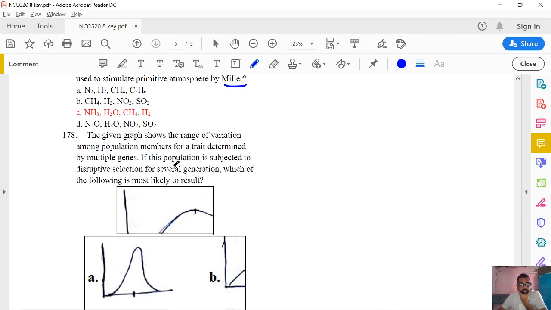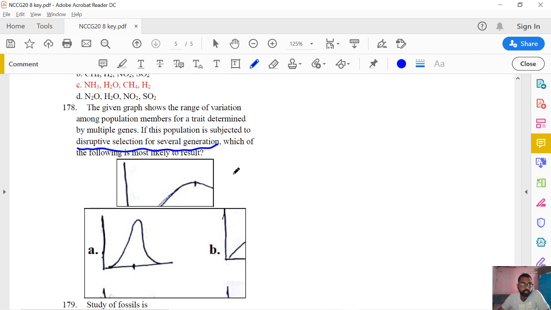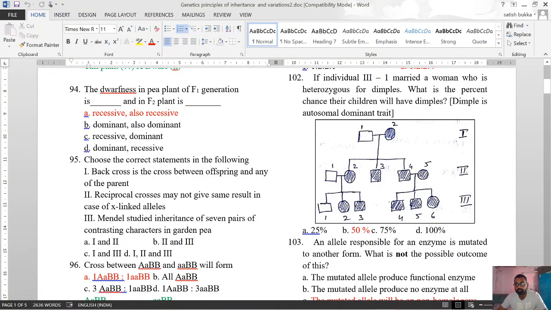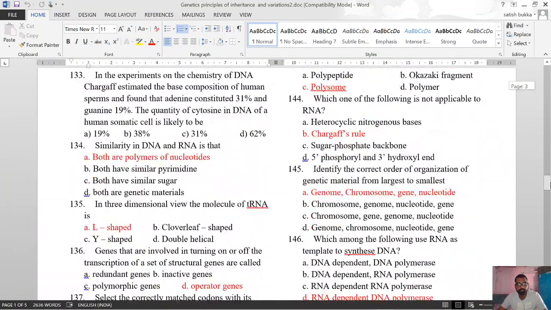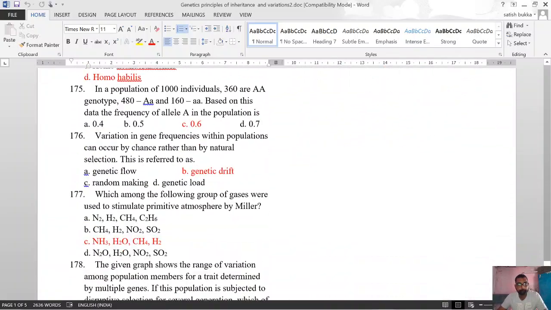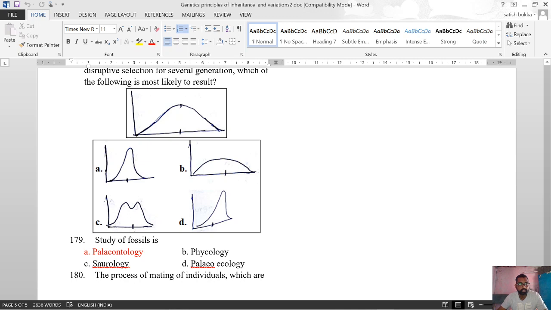The given graph shows the range of variations among population members for a trait determined by multiple genes. If this population is subjected to disruptive selection, which of the following is most likely to happen? So again, the figure is not clear here. So the answer is C. This is the disruptive selection.